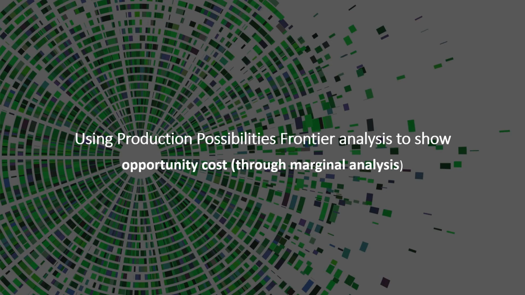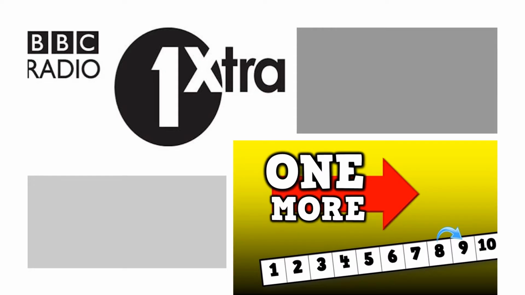This is a short video on using production possibility frontier analysis to show opportunity costs through marginal analysis. So what does this marginal word mean? It's quite an important term in economics. Marginal means one extra or one more. What happens at the margin if one more is consumed or one less is produced, that's what marginal means.